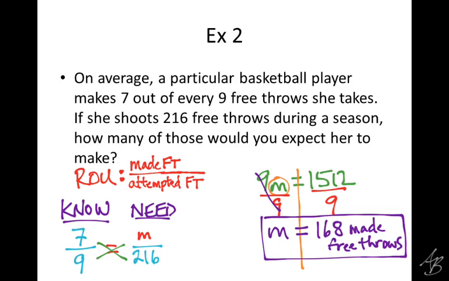So when we get an answer with these problems, make sure it makes sense in the context of the problem. If we say that she made 300 free throws when she only tried to take 216, that doesn't make sense, right? And that's the kind of answer we would get if we mix something up when we're setting it up. If we put the 9 on top and the 7 on the bottom, or if we put the 216 on top and the variable on the bottom, then we would get an answer that wouldn't make sense in this problem. It would be too big.